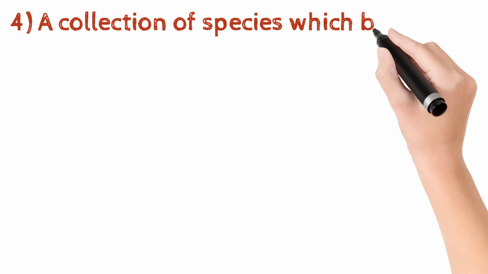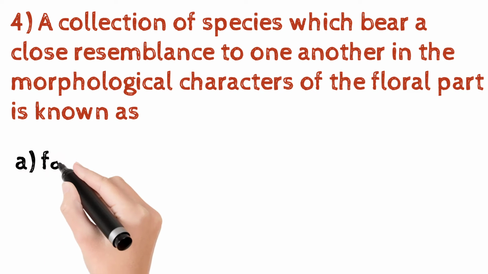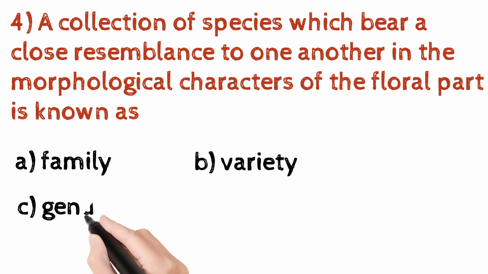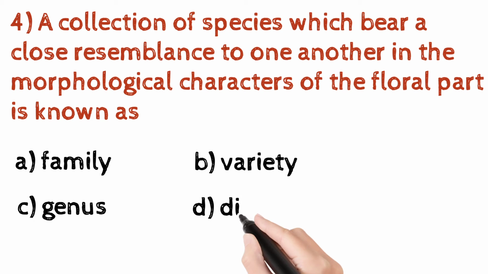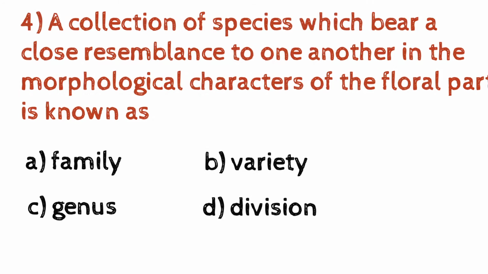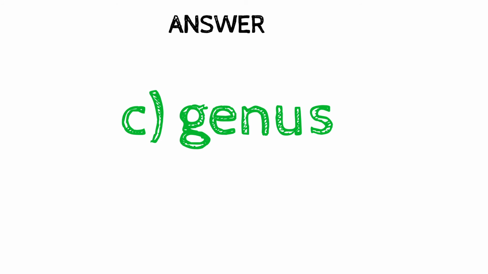Okay. Question 4 is, a collection of species which bear a close resemblance to one another in the morphological characters of the floral part is known as A. Family, B. Variety, C. Genus or D. Division. Okay, so now the time for the answer. And the answer is C. Genus. The correct answer is C.